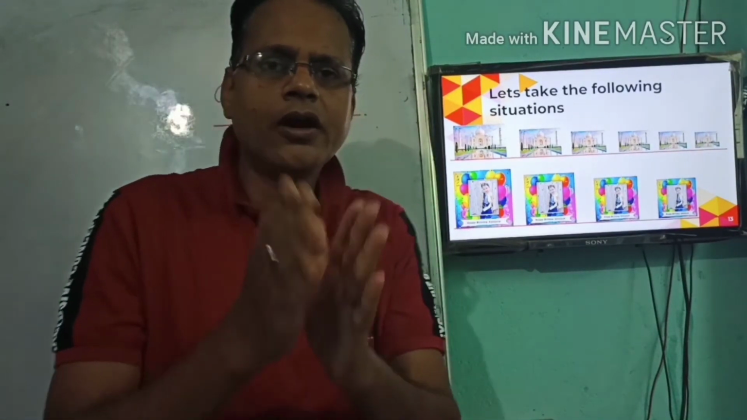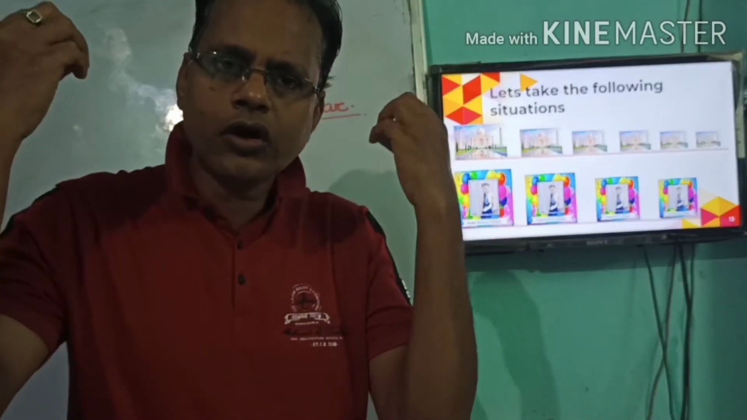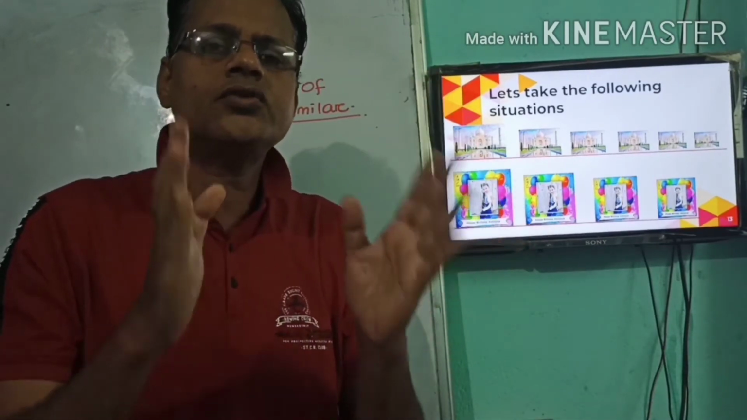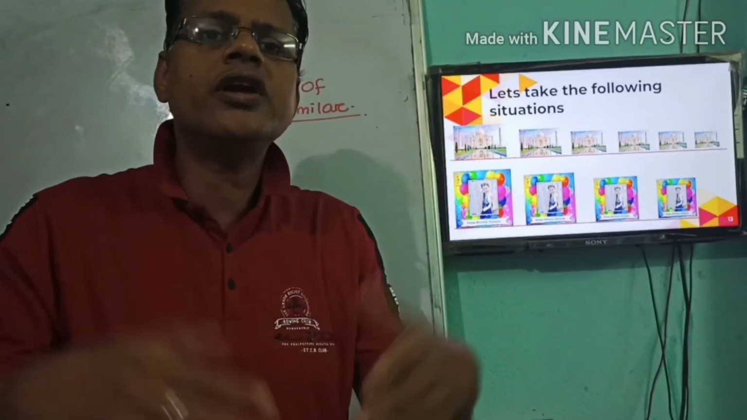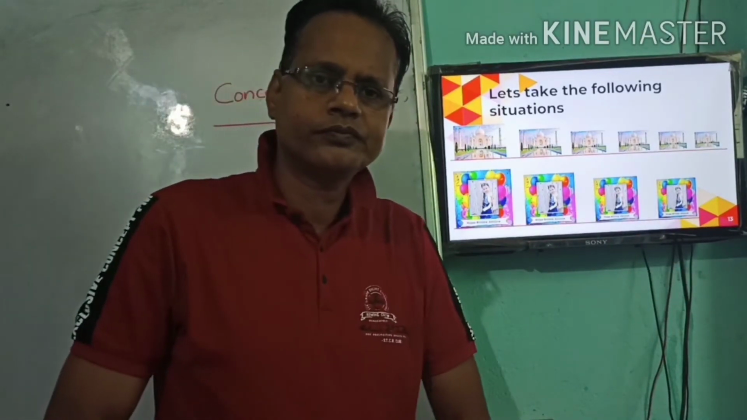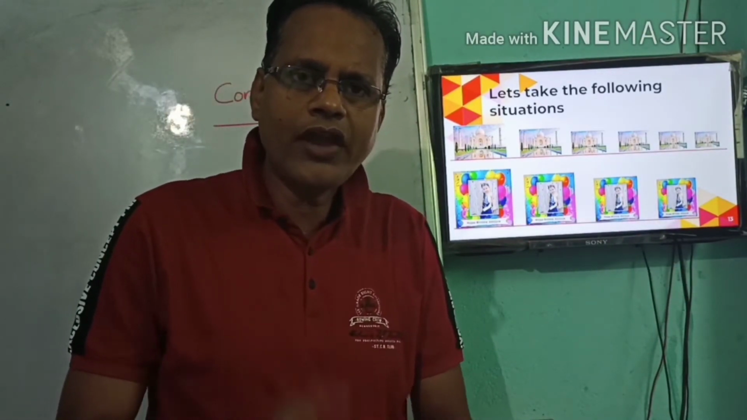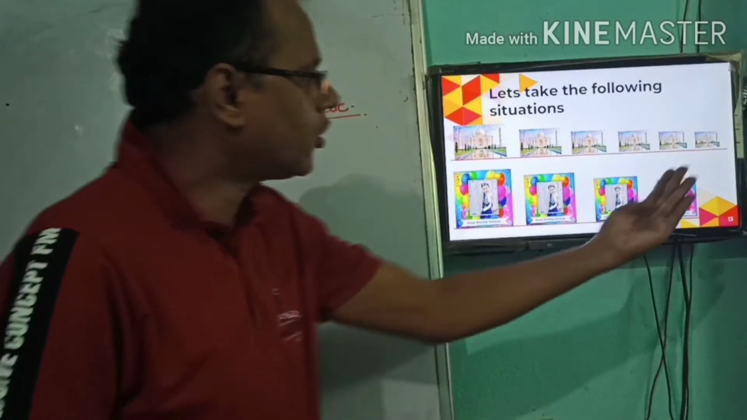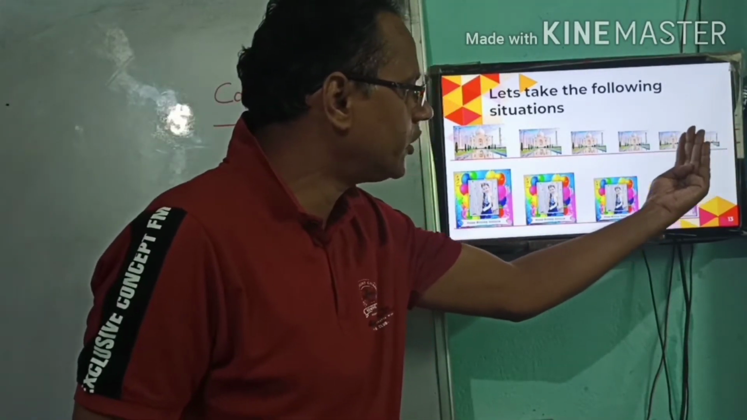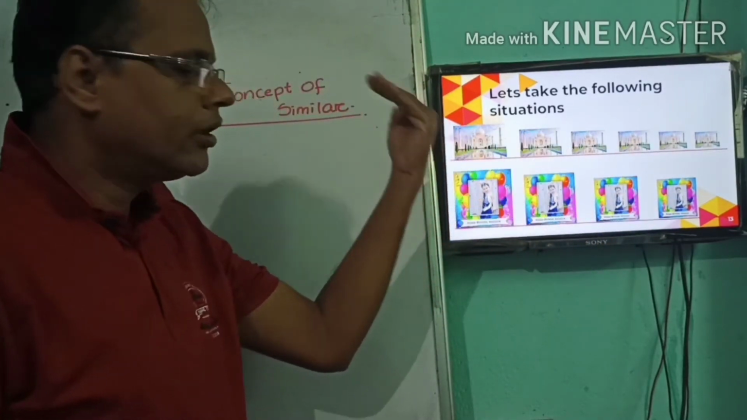In similar figures, it is again equivalent to the concept of congruency. That is what similar figures are also equiangular. First. Okay. Now again let us look into the zooming figures. If we come from this, the Taj Mahal is zooming and it is coming like this.